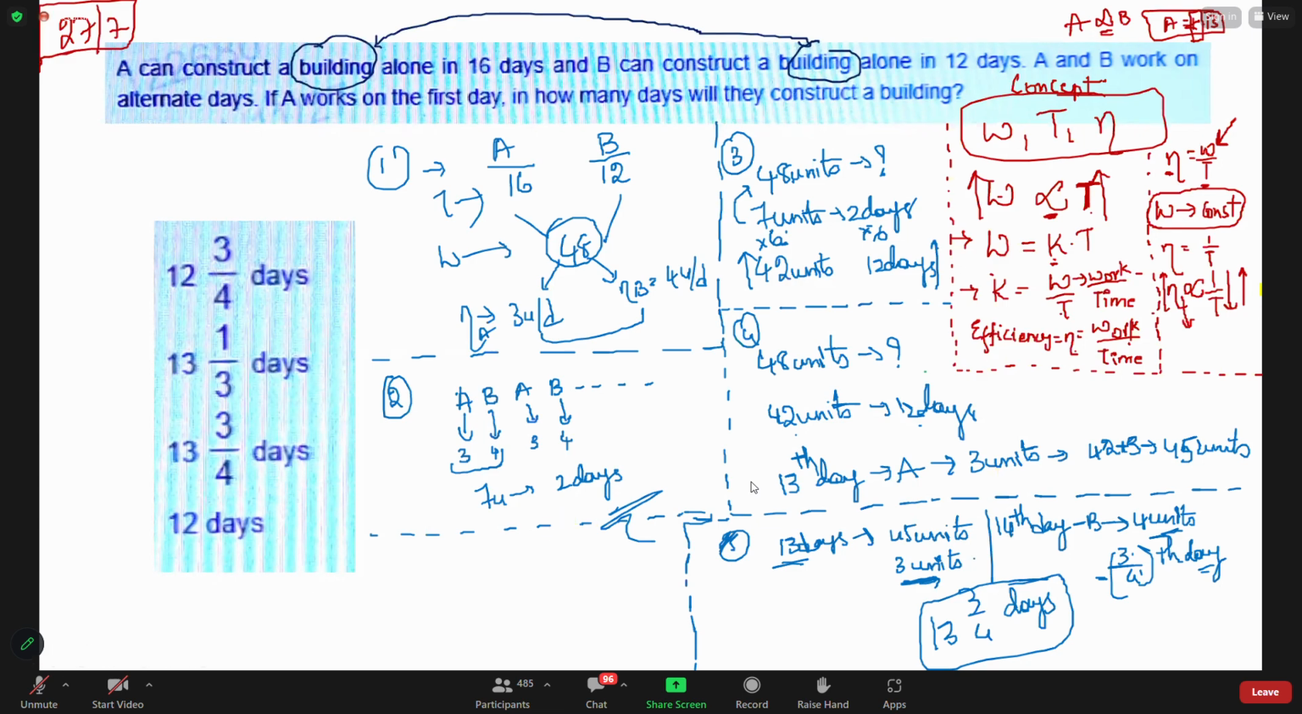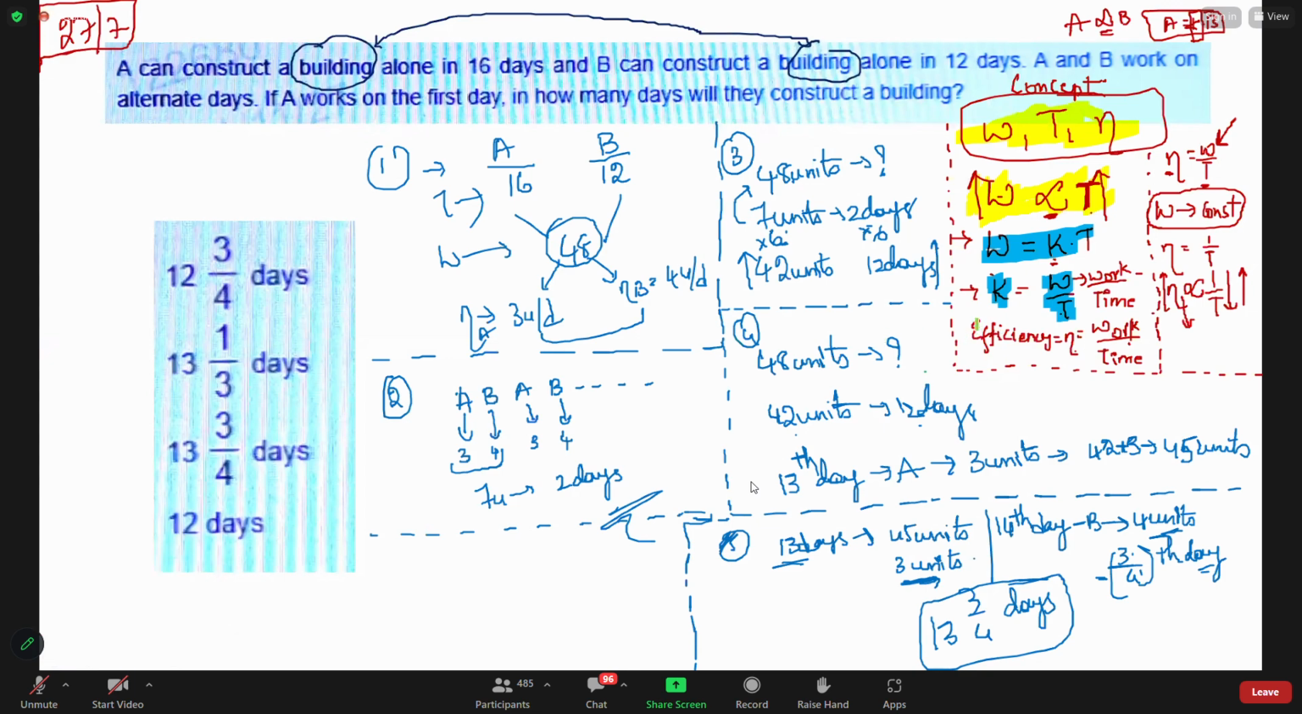Snehit, very quickly, I'll just walk you through the concept. In time and work, we have three entities: work, time, and efficiency. We should always have this in mind. Whenever you have more work, you need more time to complete the work. So if I have to remove the proportionality constant, I can say W equals K into T, where K is the proportionality constant. This constant, on one side of the equation, equals work done per time, which is called efficiency.